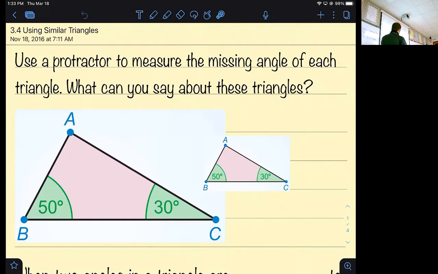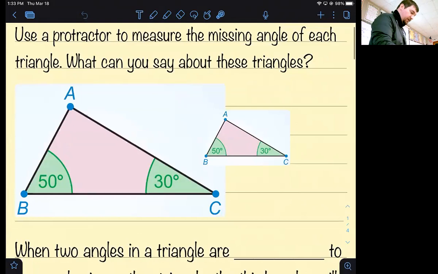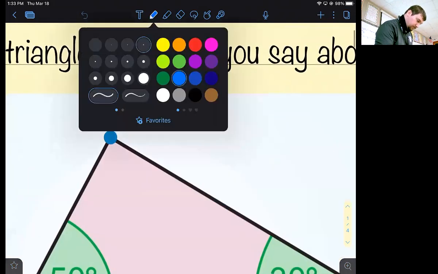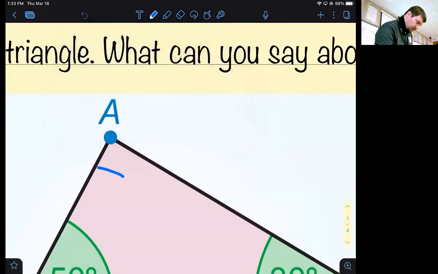So that's a 90-degree angle. Let's check this one. Let's do it this time, just to prove that we could do it. Okay, let's hold it this way. That looks again like it's 90 degrees. So they're both 90-degree angles. So I'll just put a right angle symbol there.